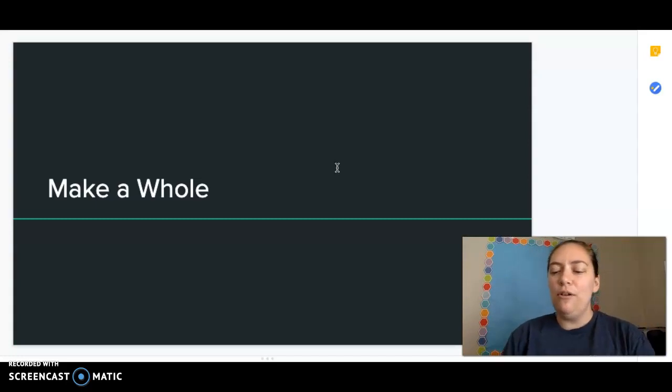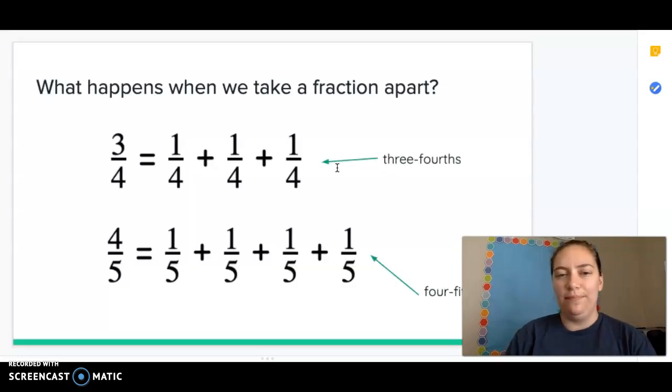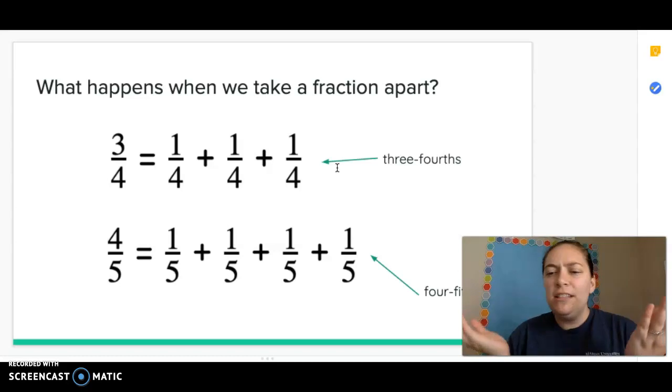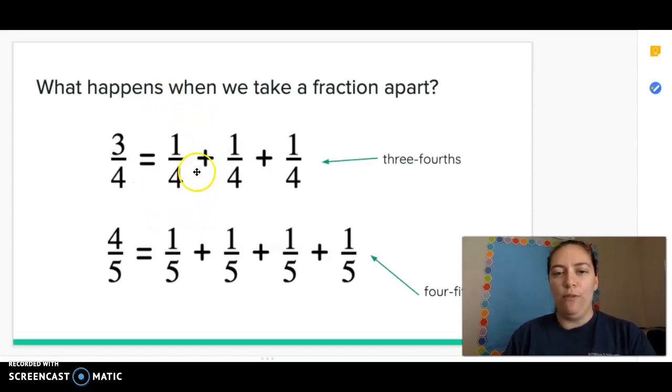Okay, let's also go over how to make a whole. Let's think about what happens when we take a fraction apart. So we have 3/4. What does that mean? Well, that means you have 3 1/4. So I have 1/4 plus 1/4 plus 1/4 gives me how many fourths? 3/4. So all you're really doing is adding that numerator, that top part, the part and not the whole. You're keeping the whole the same.